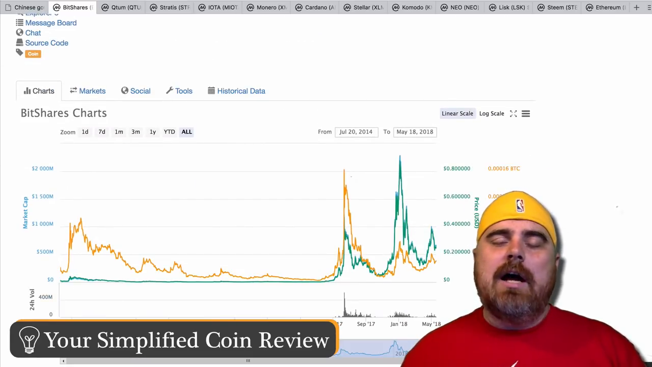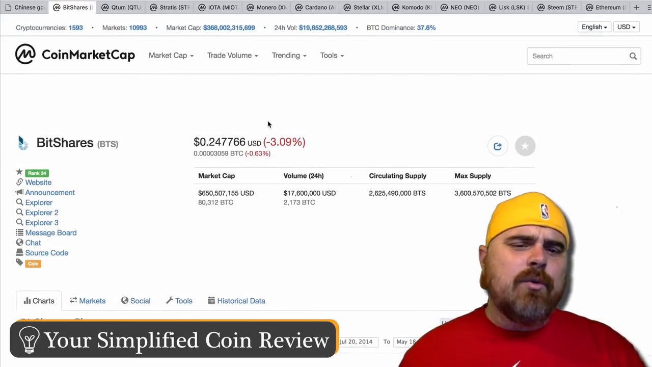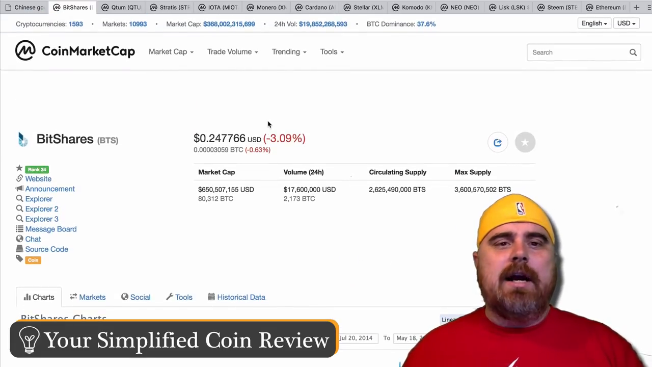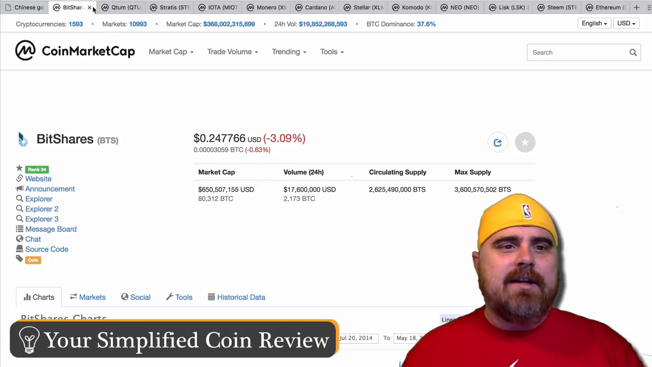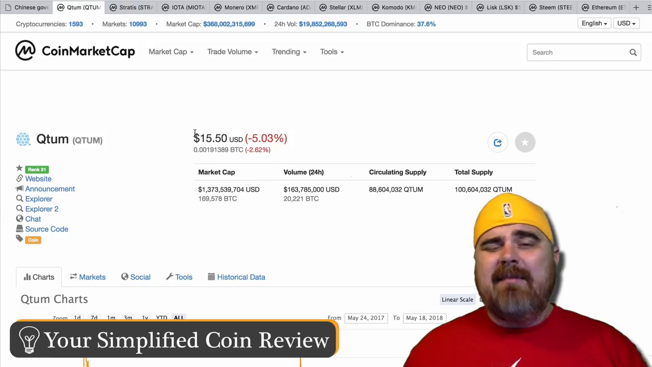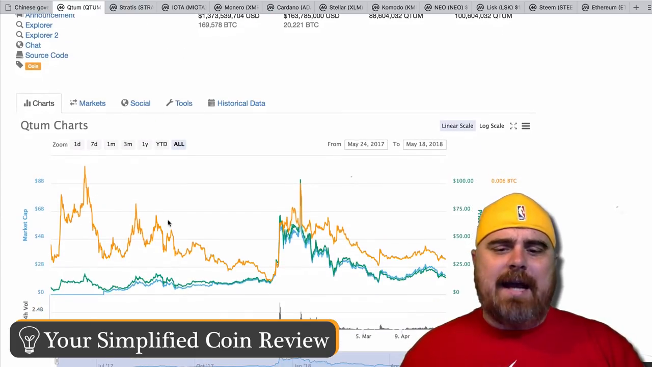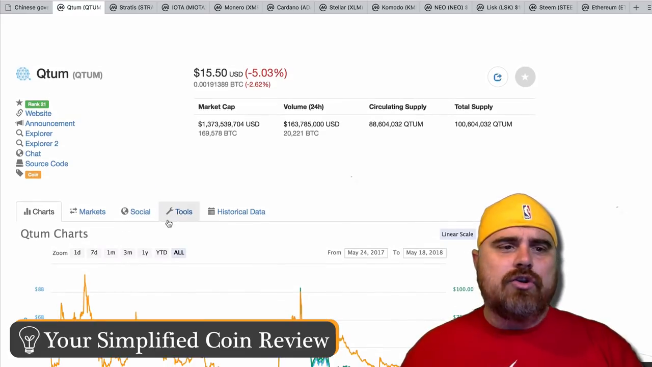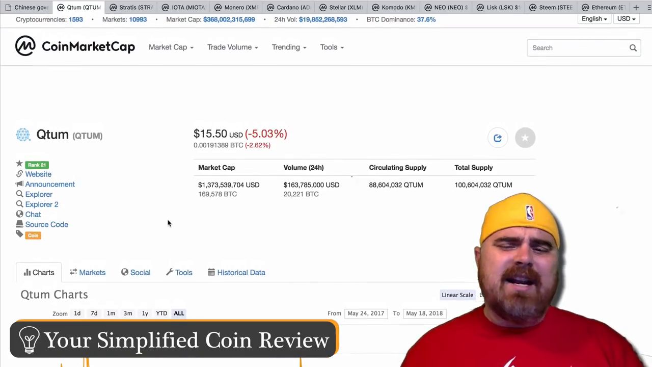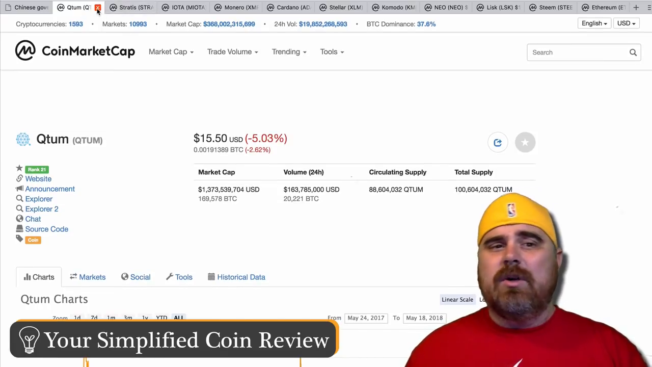It was on a pretty good climb during what we thought might have been the bull run. It's turning out to possibly be a bull trap. So I don't really know that much about BitShares, to be honest with you guys, or Quantum, which will be next. So let's move on to that one. Quantum ranks number 21, and it came in at number 11 on the Chinese rankings. Quantum has seen a lot of sideways action since about the beginning of March. And like I said, I don't really know much about this project, so I don't really know enough to comment on whether or not it's where it should be.